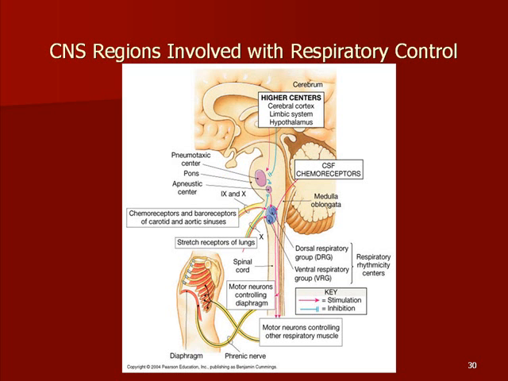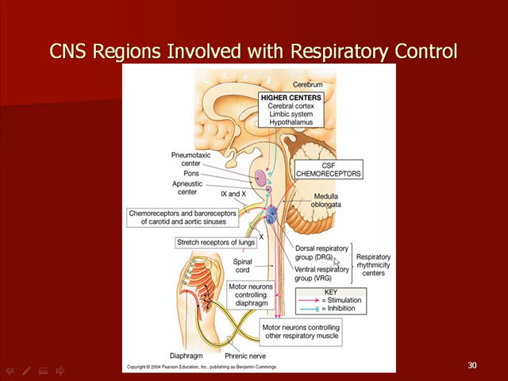Again, I would review this illustration. Again, this is taken from your textbook. I would expect you from this illustration to be familiar with the location of the pneumotaxic and the apneustic centers located here in the pons. I would expect you to recognize that motor neurons control the respirations of the diaphragm and the intercostal muscles.